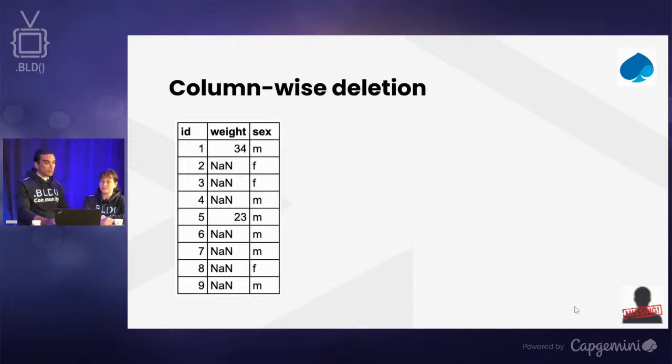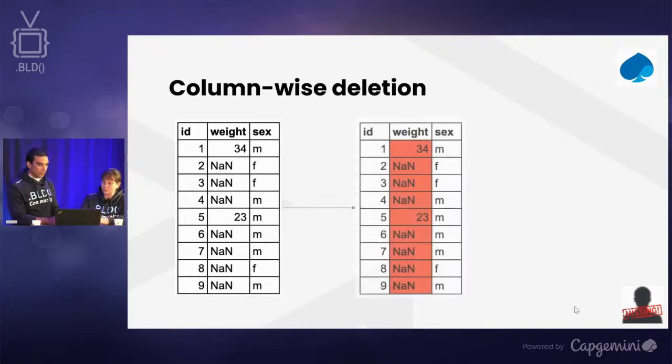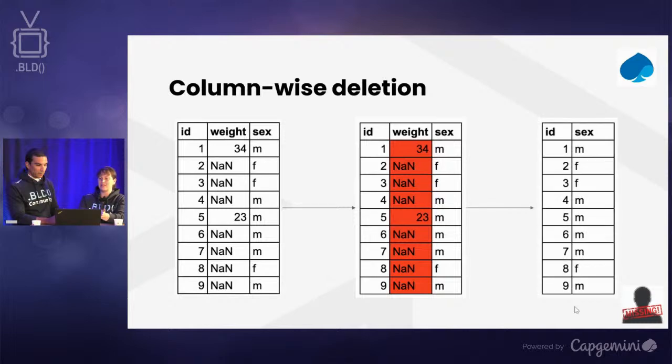Yeah, so column-wise deletion, that is if you for some reason want to delete the column, usually the reason would be that too many values are missing in that column. For this example, only 2 values of the 9 is filled. It could be a good solution to maybe just delete that column. So all you do is remove the column and you're left with just 2 columns after that.